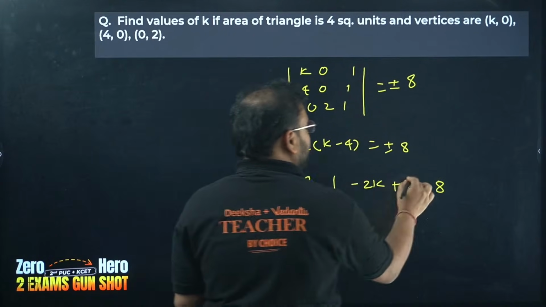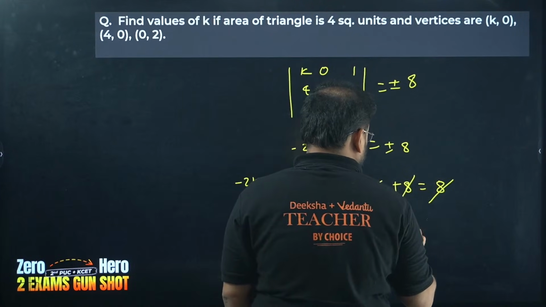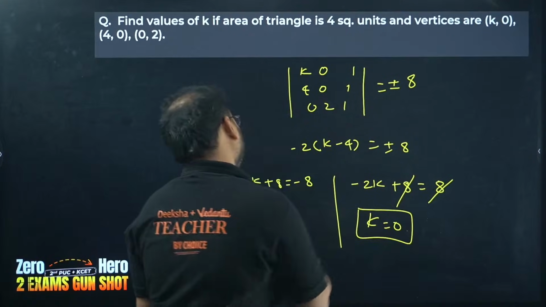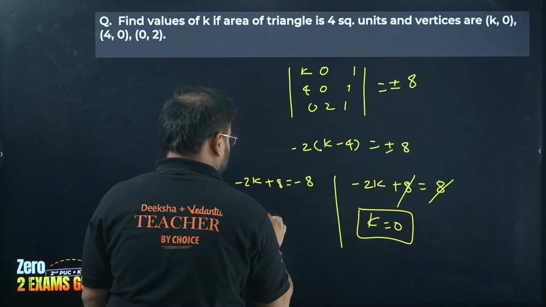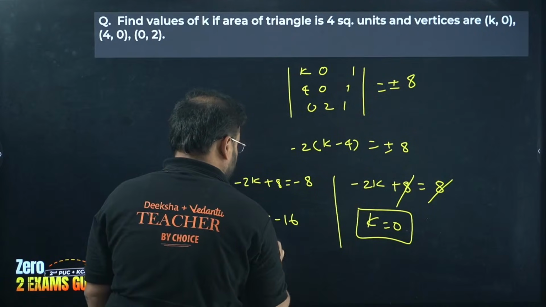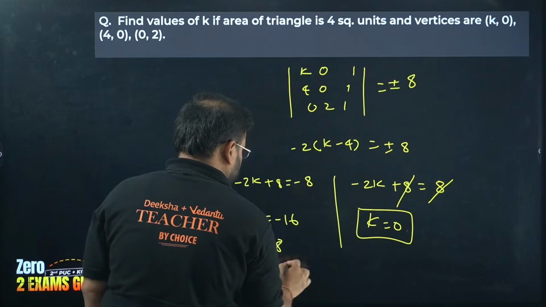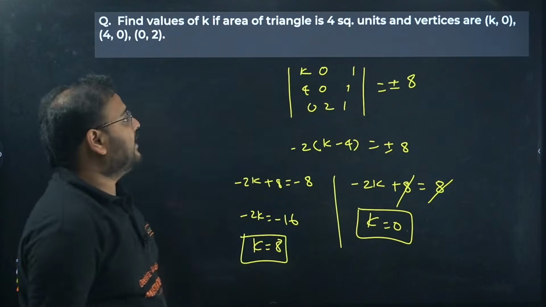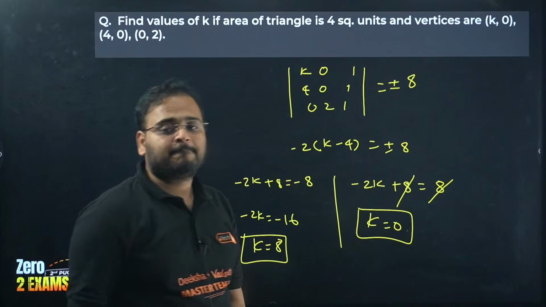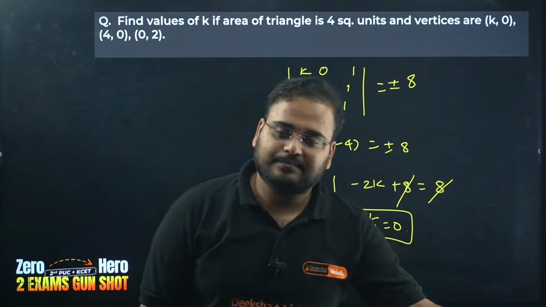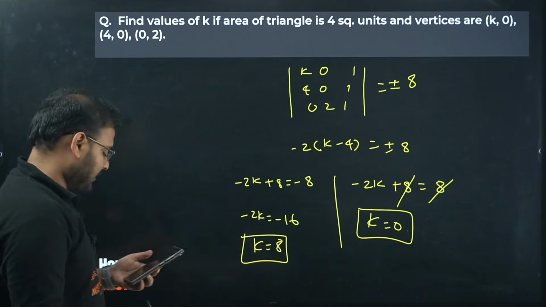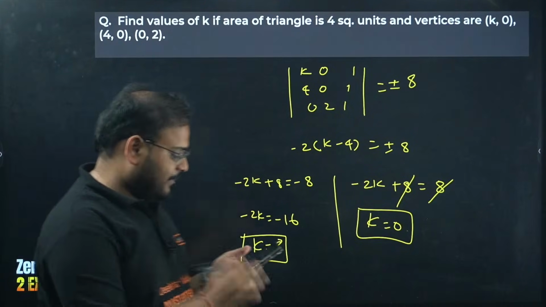So in this case, 8 and 8 cancel, and you have the k value as 0. And over here, this becomes minus 2k is minus 16, so the k value becomes 8. So the two values of k for which the area will be 4 square units are 0 and 8. Makes sense? Yes. This is a PYQ of yours.